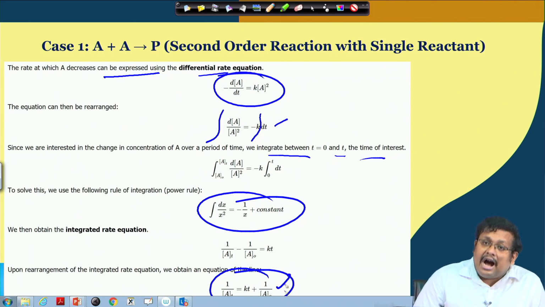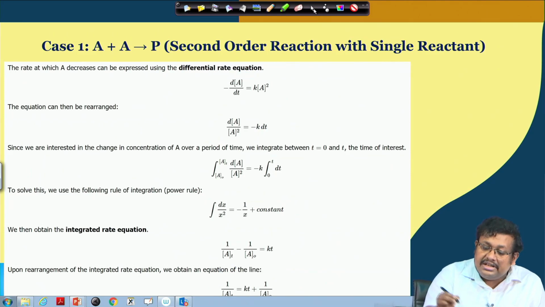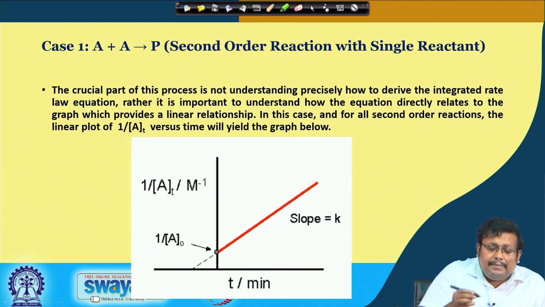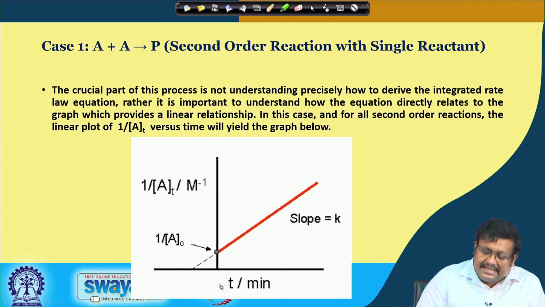So, now you know how we got this straight line equation from the second order reaction. The crucial part is that when we plot t and then 1 by At, we will get a straight line with a slope of k and an intercept of 1 by A0.